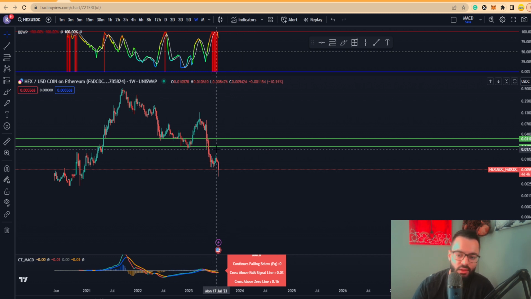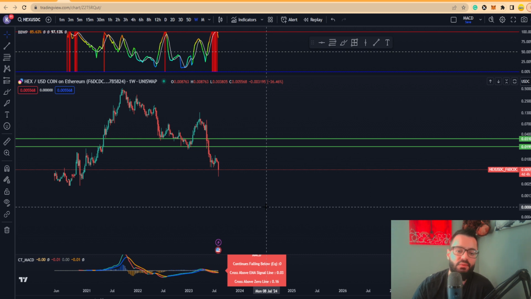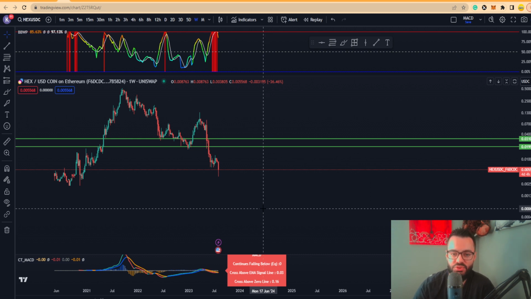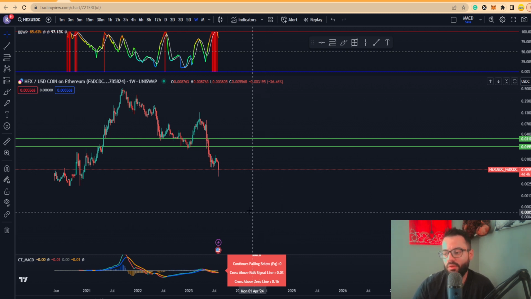But what I see is that it has some hurdles to really get over, and those hurdles really start to come in around the 2 to 3 cent area. I still see more downside pressure in regards to Hex and Pulsechain, guys.